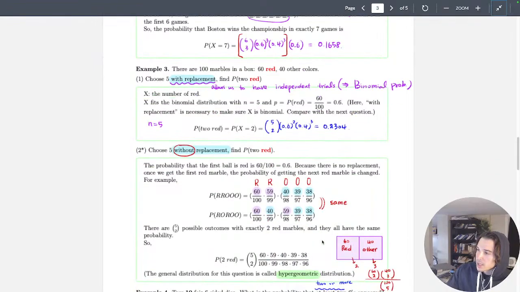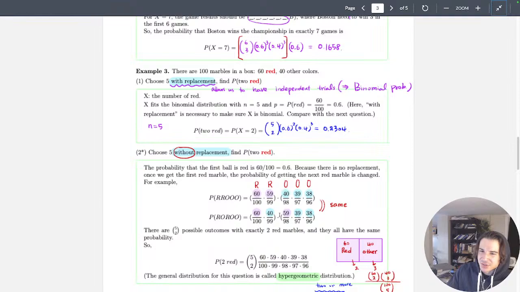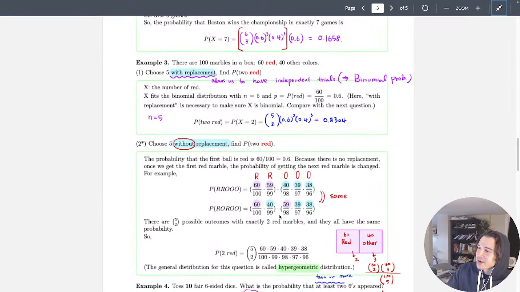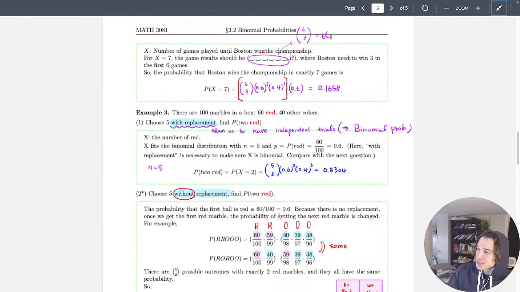Cool. Choose 5 without replacement. Did I say 100 choose 2? I definitely did. Just ignore that. Choose 5 without replacement. Find the probability of 2 red.